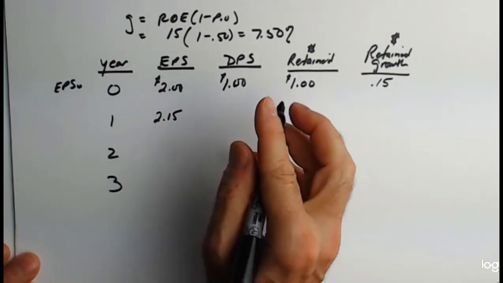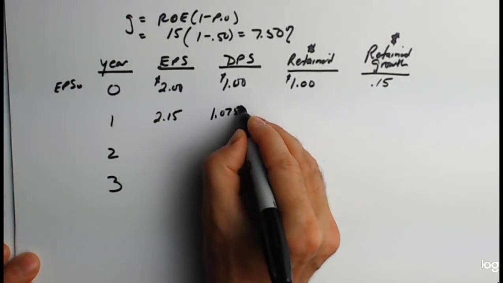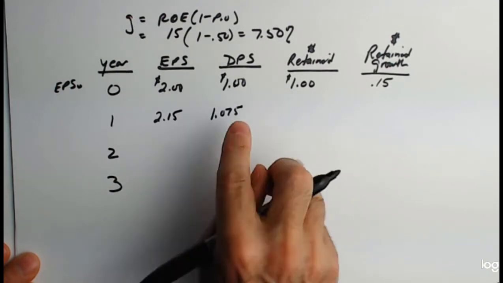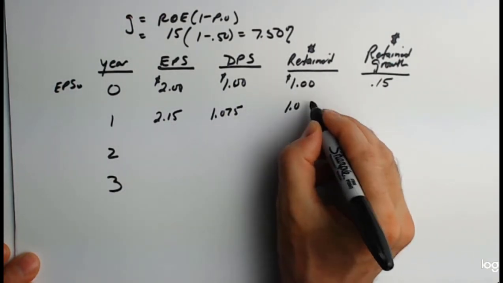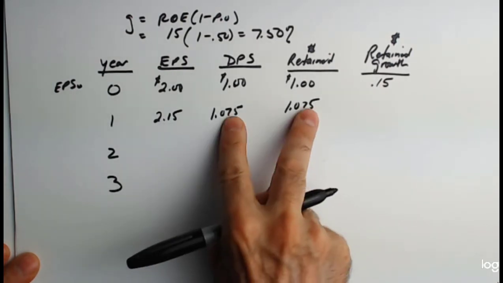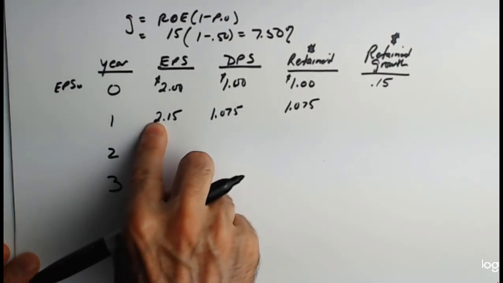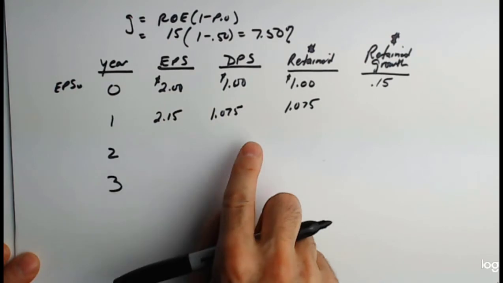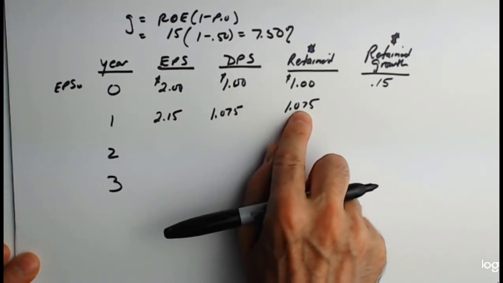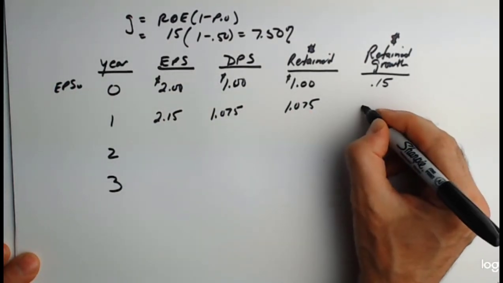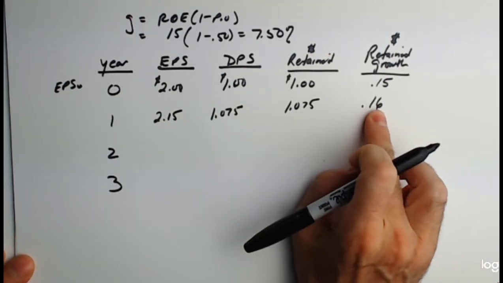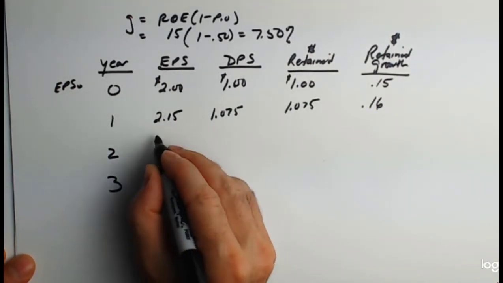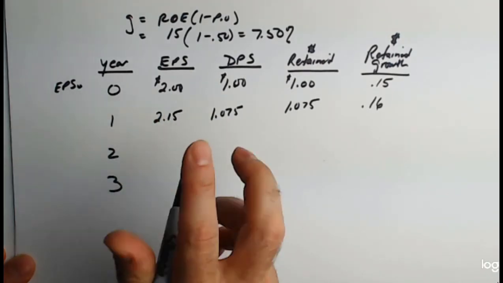And the dividends per share have to be half, so this is $1.075, right? And if we retained $1.075, we earned $2.15. We retained $1.075, so those two things add up to earnings per share. So that makes sense. And now we're going to earn 15% on this, which means we're going to make about 16 cents. And so we're going to earn an additional 16 cents on this $2.15.